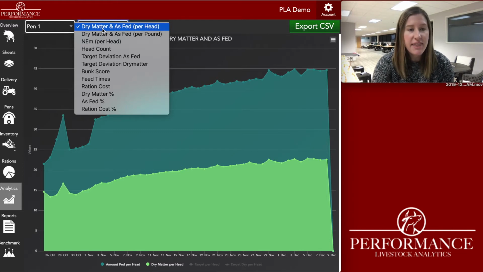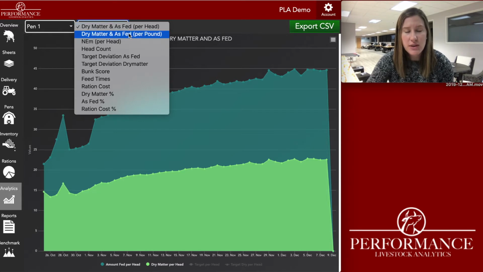So just looking at this, my dry matter and as fed per head really isn't going to vary in this example from the pen to the group specifically. So these couple I'll save for the group, just so you can see how somebody who may have a couple different groups in a pen would then analyze this information.